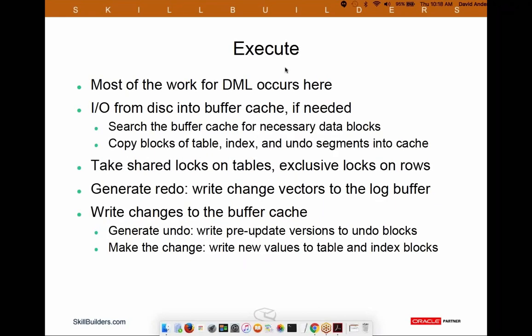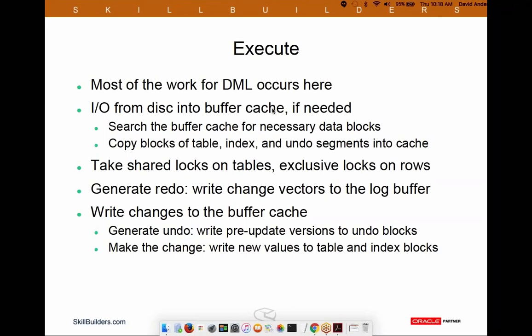Then, of course, we have to execute the statement. For DML, this is where most of the work is done. I/O from disk. I/O is a bad thing. It's typically the slowest thing we do in a computer. I/O often involves mechanical motion, and we're moving data from the disk into the buffer cache.